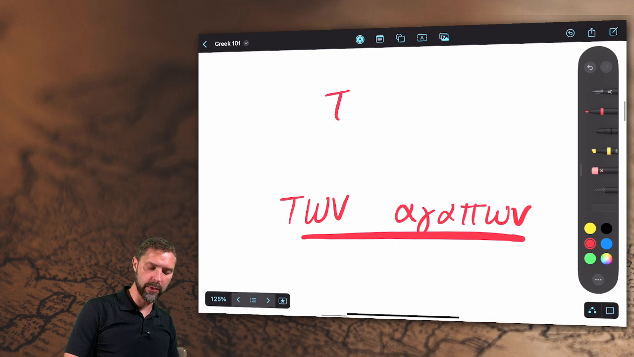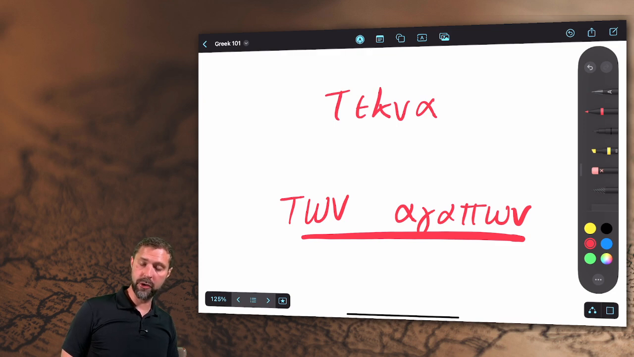Let's say we're going to go with tekna, and that's the plural. It could be either nominative or accusative. I don't know currently because I don't have context. But I do know this, that the article would be ta tekna. The article will always match the gender, number, and case of the noun. That again is why I say the article is your friend.